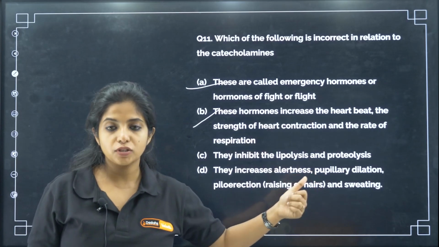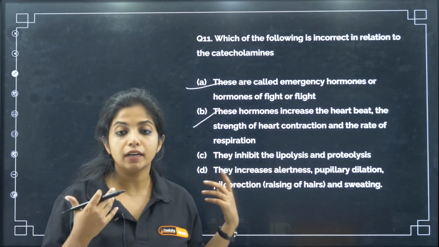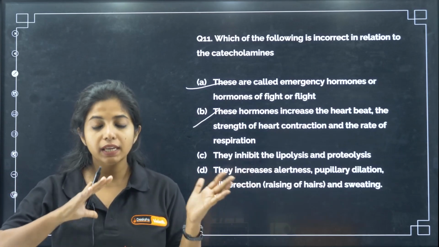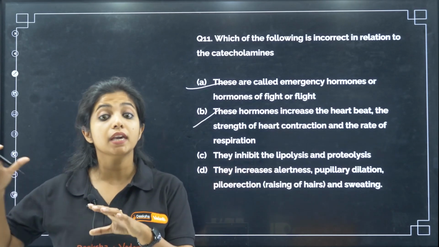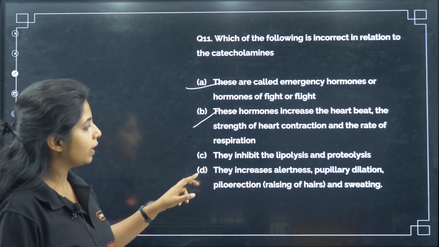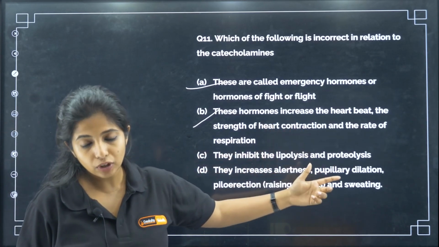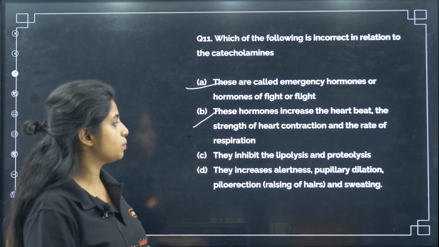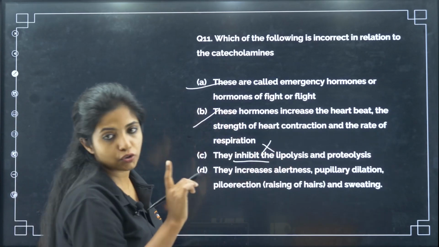Protein breakdown also happens. I'm not saying that when the lipids break down you get glucose directly, or that when the proteins break down you get glucose directly. But eventually it would help in the formation of glucose somewhere. That is why lipolysis and proteolysis are initiated with the help of catecholamines, but here it is said that they are inhibiting it. So this will be wrong.